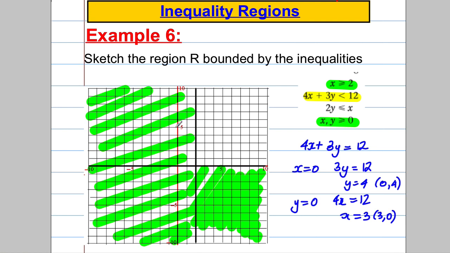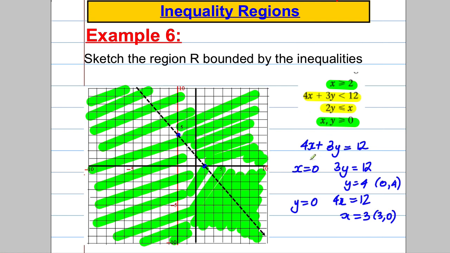So (0, 4) is here, (3, 0) is here like that, and we want less than, so we're going to need a dotted line, so let's have a dotted line here, something like that. Okay, and we want below the line, so we're going to ignore everything above the line. So we're going to ignore everything above this line, which would be here like this. So you can see we've only got this tiny little region here at the moment.